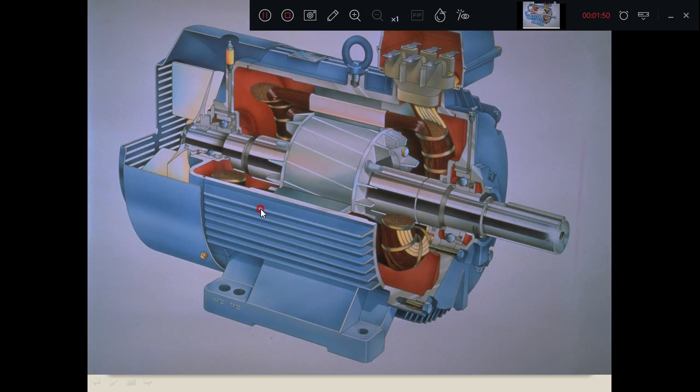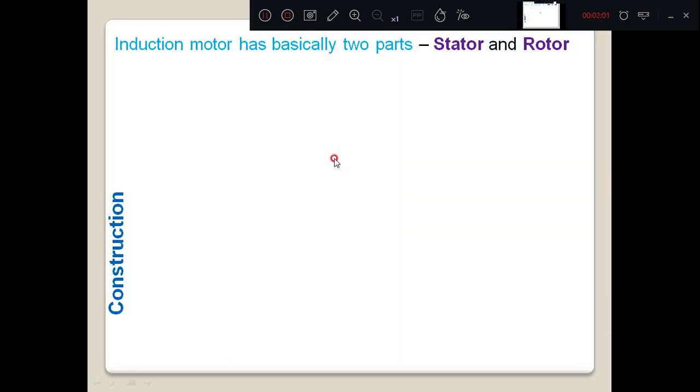Then we will look into the cross-section view of a three-phase induction motor. Basically it consists of a stator and the rotor. The induction motor has basically two parts. One is called a stator, that is a stationary part, and the rotating part is the rotor.